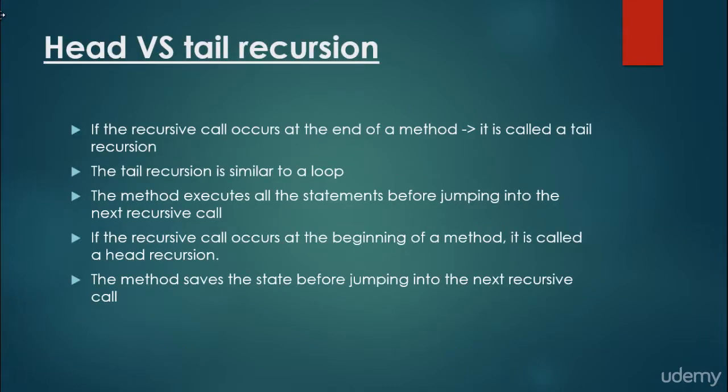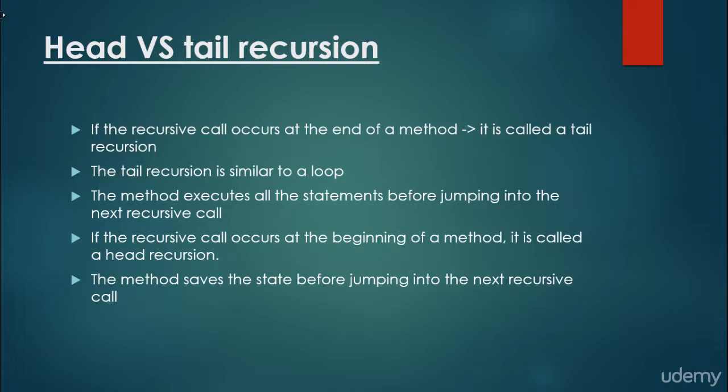Okay, there are two main types of recursion, the head recursion and the tail recursion. If the recursive call occurs at the end of the method, it is called a tail recursion. The tail recursion is similar to a loop, so it is like a for loop and while cycle or whatsoever. The method executes all the statements before jumping into the next recursive call. So this is true for tail recursion.